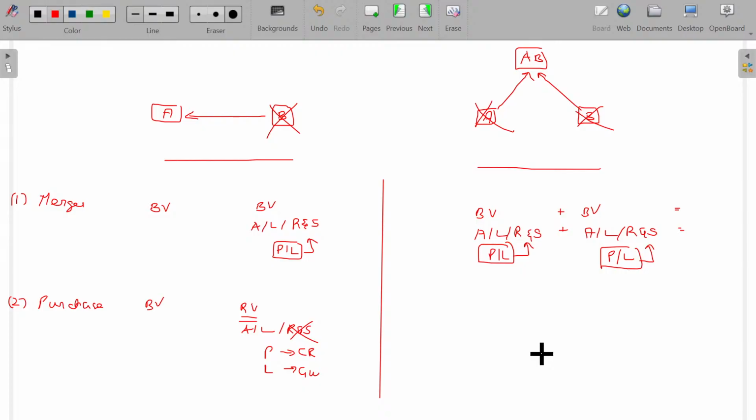After the adjustment, whatever is the leftover balance will be the balance of the new company. In case you go for the purchase method, company A and company B both are closed. As both are closed, you have to consider the assets and liabilities at the realizable value. So, this one at realizable value, this one also at realizable value. Assets and liabilities are shown at realizable value.